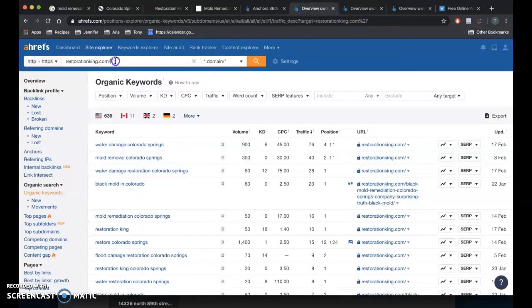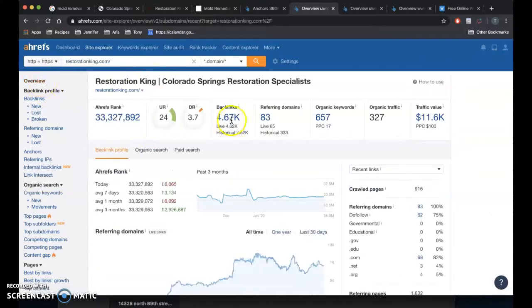I have the main competitor, from what I can tell in your niche here, is Restoration King. They've got 4,670-ish backlinks over 83 domains. Again, this is probably the more important number here. We could beat that number. And not all backlinks are built the same. There are some weak backlinks out there. There are spammy backlinks, which will actually get you penalized. But Restoration King has done a decent job here.